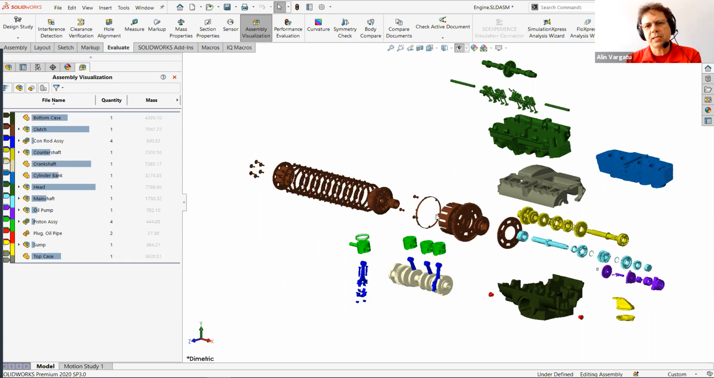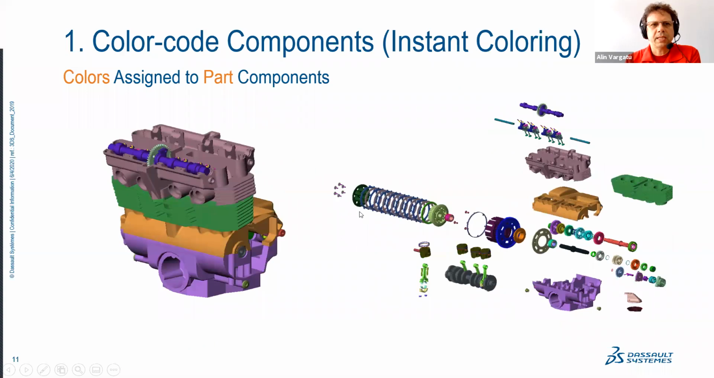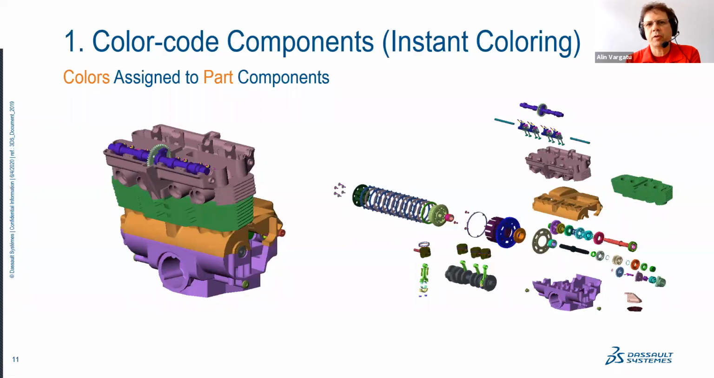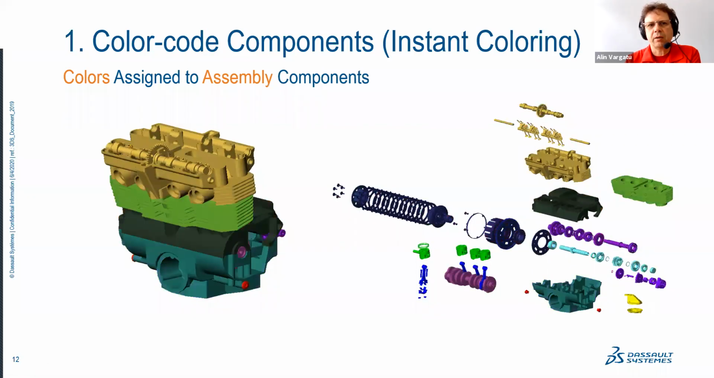So for example, I know this is one sub-assembly. Okay, for example, the blue ones, these ones are 4 instances of the same sub-assembly. And notice how they are being colored the same. So it's very, very useful, like instant coloring. So as you can see, step number 1, or the first benefit of using assembly visualization, can be achieved with really a couple of clicks. Color the parts, color the components.